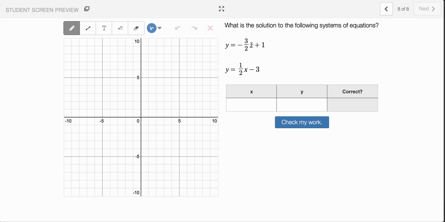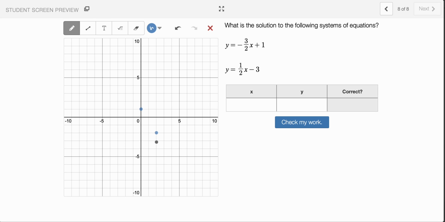And for our last problem, I'm graphing both lines. This is where things get a little tricky. So I have y equals -3 over 2x plus 1. I start at 1, graph my first point, and then I have a -3 over 2. So I'm going to go down 1, 2, 3, and then to the right 1, 2.